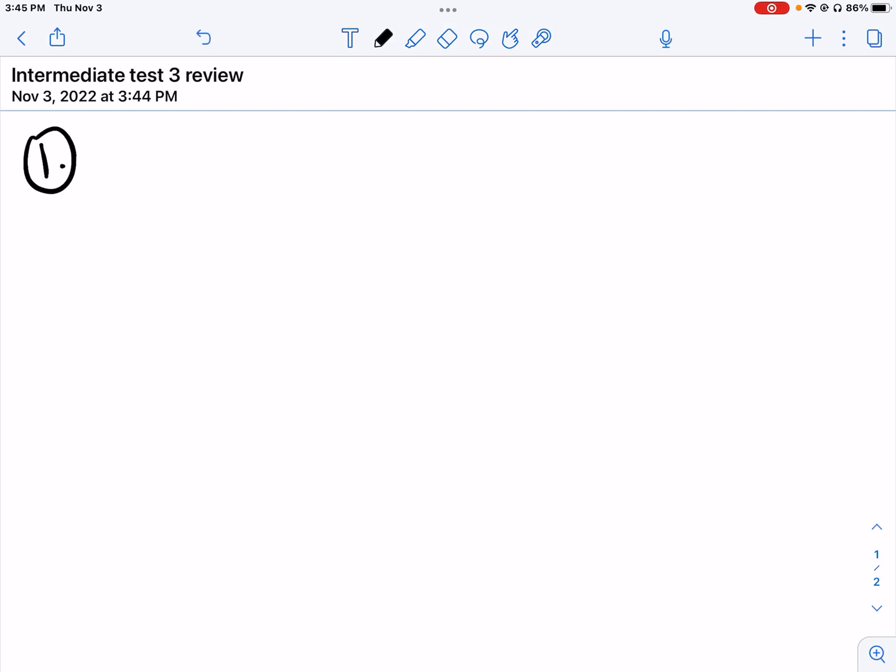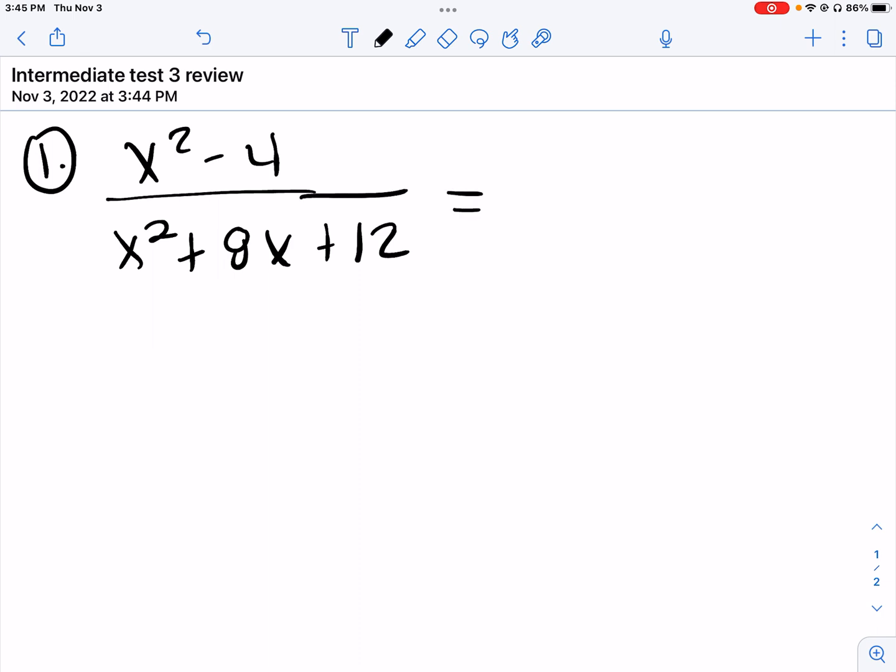Test 3 review. Simplify, which means we need to factor and cross out.